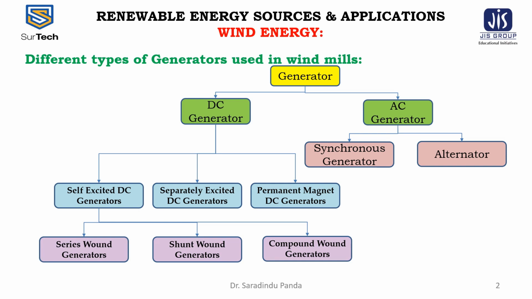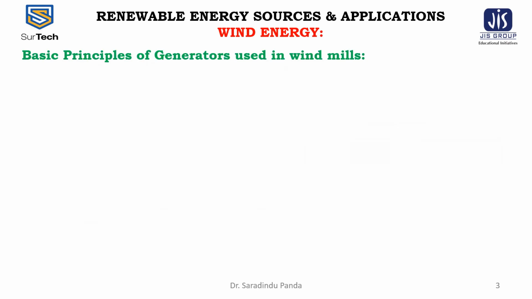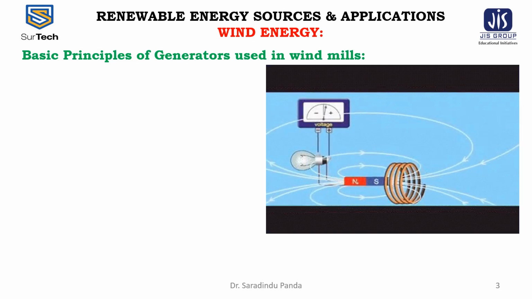Each type of DC generator construction has certain advantages and disadvantages. In series-wound generators, the output voltage is directly proportional to the load current, but in shunt-wound generators, the output voltage is inversely proportional to the load current. A combination of these two types of generators can overcome the disadvantages of both. This combination of windings is called the compound-wound DC generator. Now we come to the basic principles of generators used in windmills.